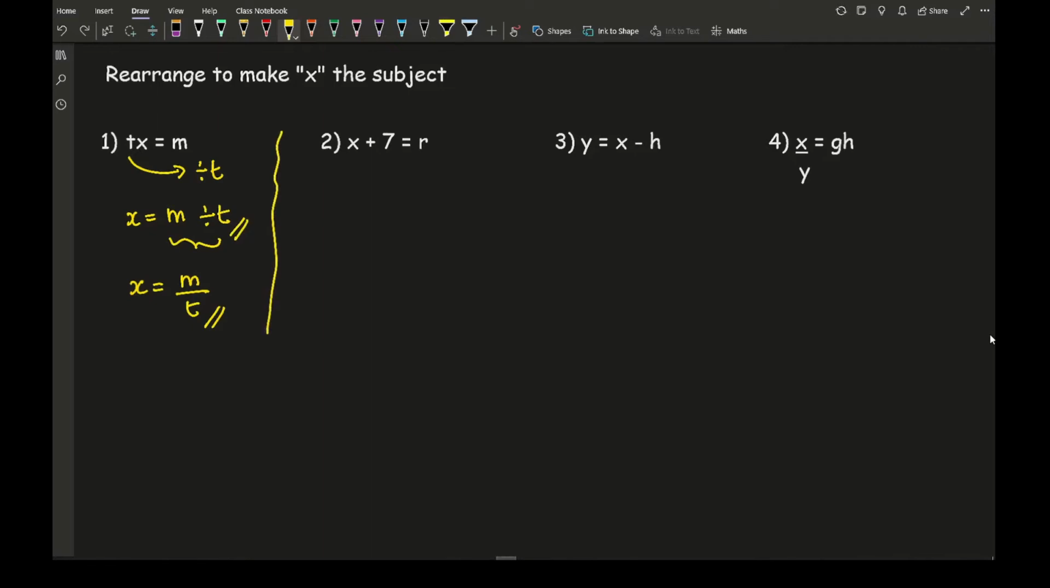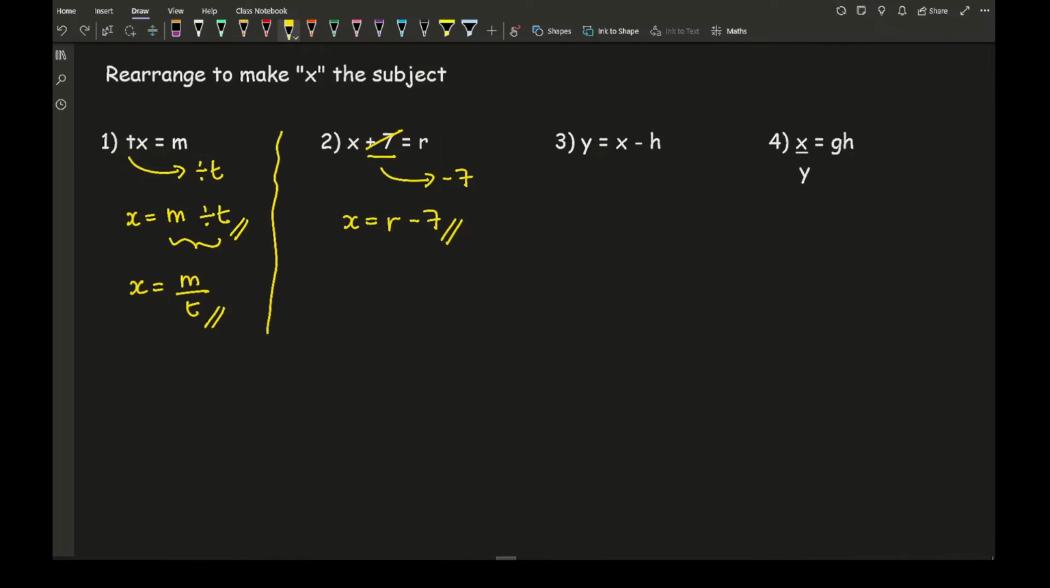So let's have a look at question 2. Here we've got a formula of x plus 7 equals r. So r is the subject, but I want to make x the subject. I want to get x by itself, so what I need to get rid of is this plus 7. What's the opposite of adding 7? Taking away 7. So what I've got left is x equals r minus 7, and there is my final answer.